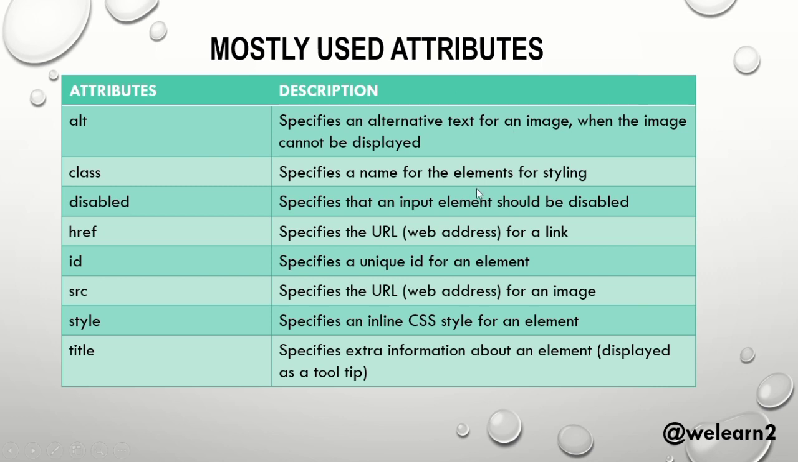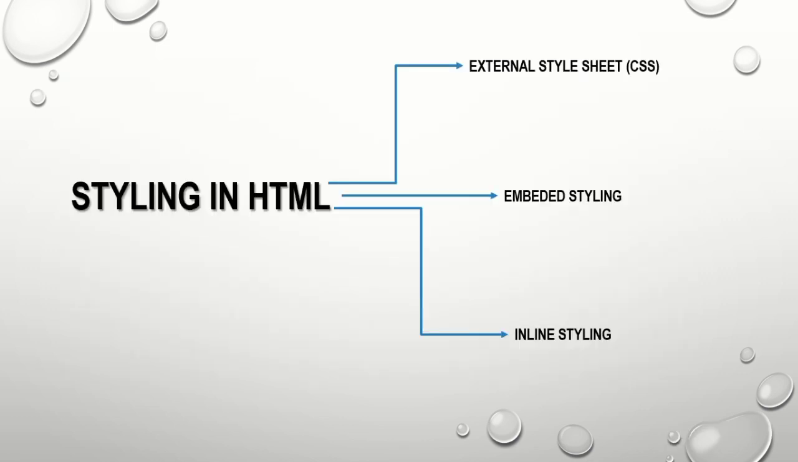The class specifies a name for the element for styling. Disabled specifies that an input element should be disabled. Then href, id, src, style, title. We are going to take a detailed look in the practical section, so don't worry.